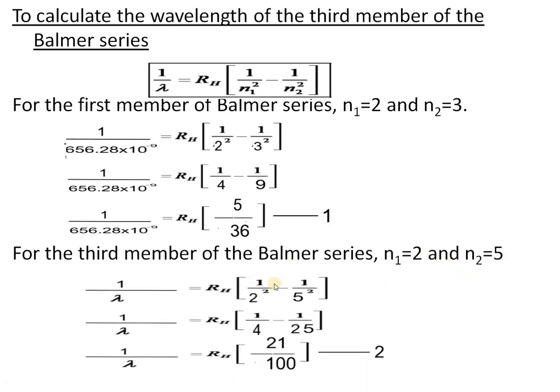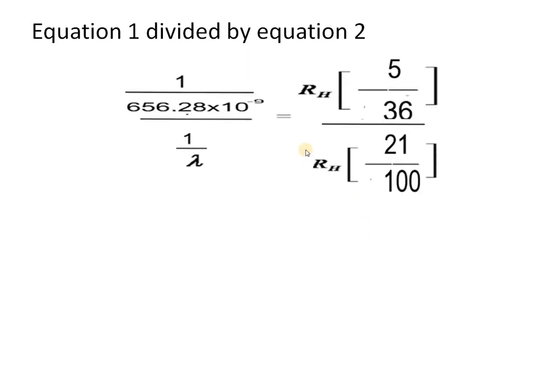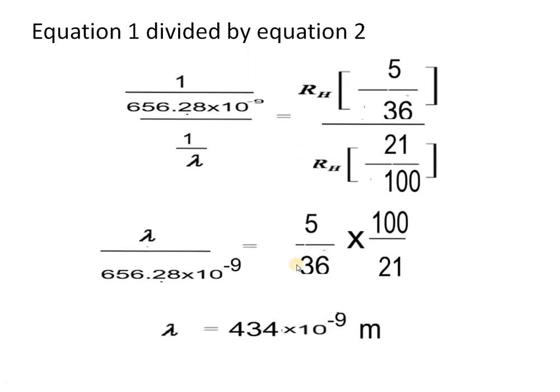In that case, if you substitute n1 and n2 here, we are going to end up with equation 2. Now these two equations are to be solved to get the wavelength of the third member of Balmer series. Now as usual, we have to divide equation 1 by equation 2. We are going to get lambda equal to 434 into 10 power minus 9 meters, that is 434 nanometer.